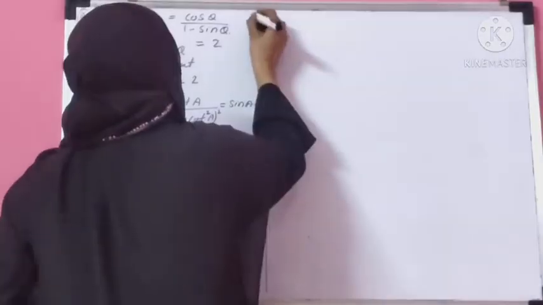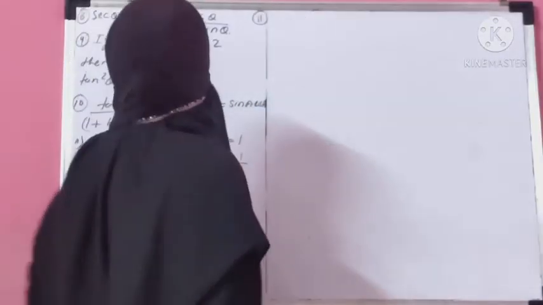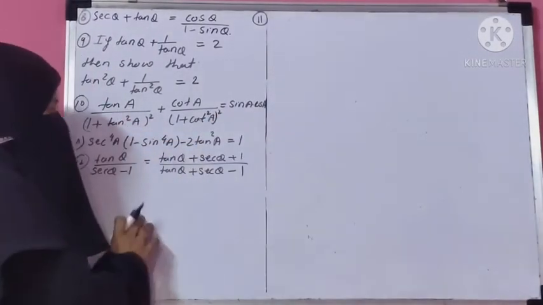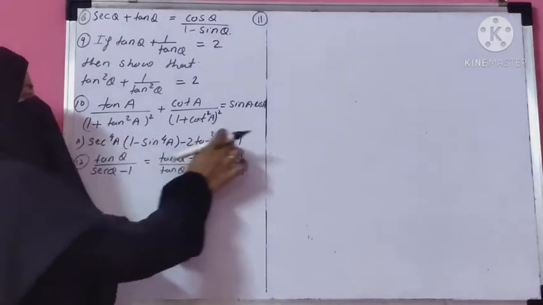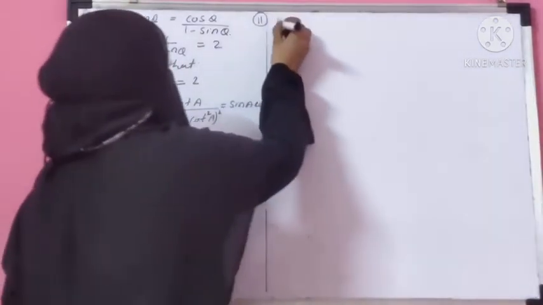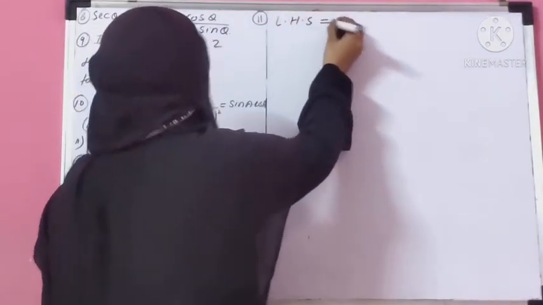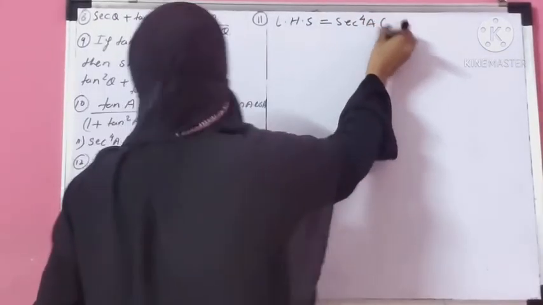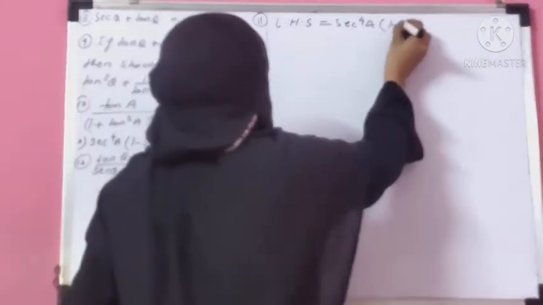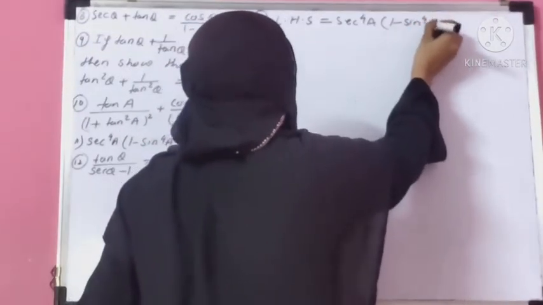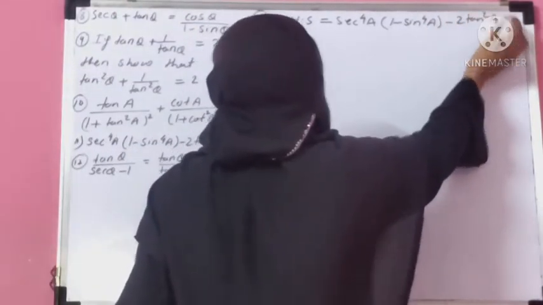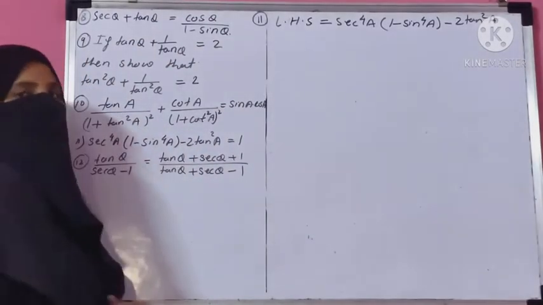Okay. Next is question number 11. In question number 11, you have to prove your left hand side part is equal to 1. To prove that, consider the left hand side part. The left hand side of the question is sec raised to 4A into bracket 1 minus sin raised to 4A, minus 2 tan raised to 2A. Again, in place of theta the angle here is A.